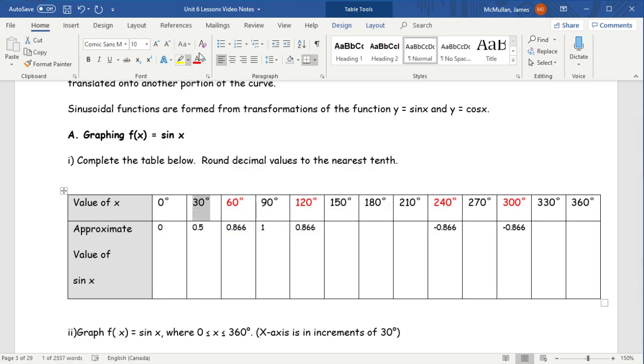Now, 30, right? Let's analyze ones with a beta of 30. 30 has the same beta as 150. It has the same beta as 210. And it has the same beta as 330. All of those angles are 30 degrees away from the x-axis. Therefore, they all must have a value of 0.5, but we know that the ones in quadrant 3 and 4 are negative. Sine of 180 is 0, sine of 270 is negative 1 if you try on your calculator, and sine of 360 is 0. So these are the values that you get when you do sine of these various numbers.